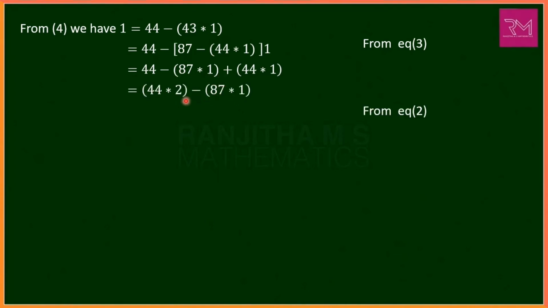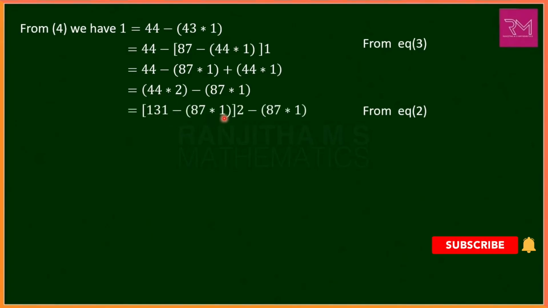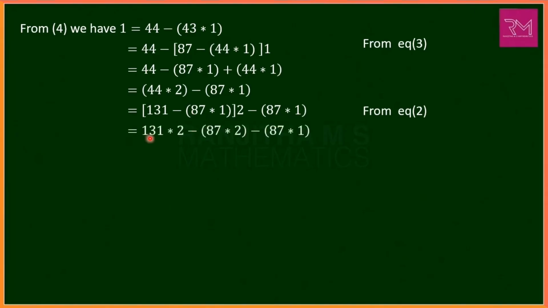Next step, we substitute from equation 2 in the place of 44 as 131 minus 87 into 1, because the 44 value is this. Next step, multiply 2 inside the bracket and simplify. We get 131 into 2 minus 87 into 2 minus 87 into 1. Here we have minus 87 into 2 and here minus 87 into 1. We get 131 into 2 minus 87 into 2 plus 1, that is 3, 87 into 3. We have to achieve this as a positive sign. Therefore we get 131 into 2 plus 87 into, taking minus inside the bracket, minus 3.